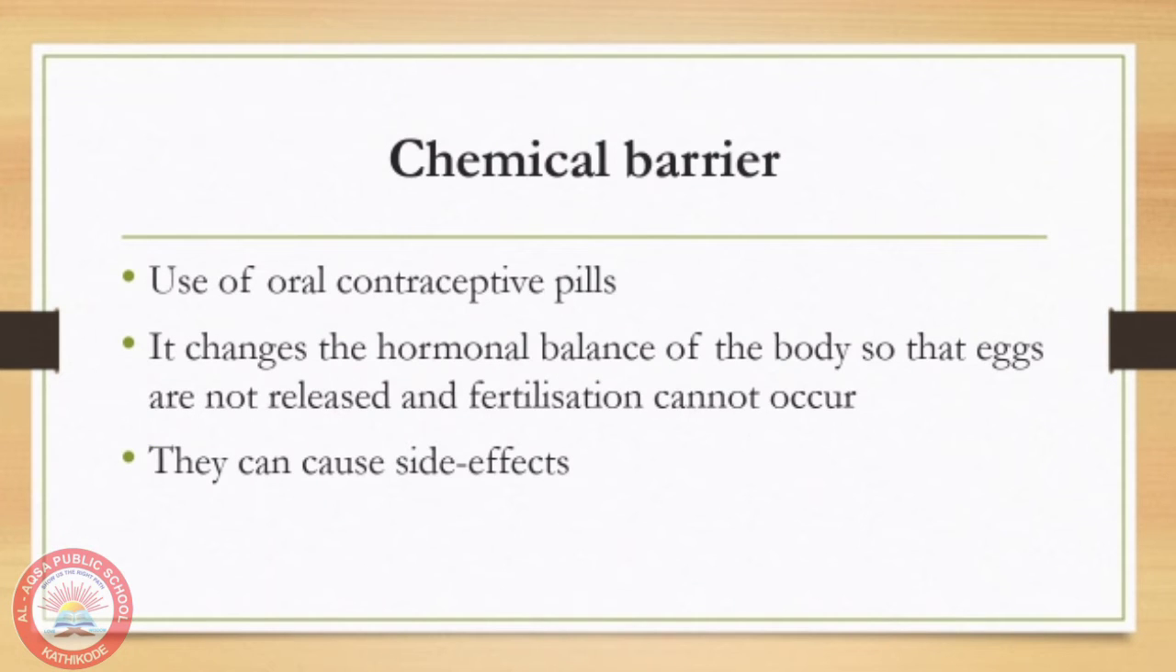Chemical barrier means using oral pills which change the hormonal balance of the body so that the eggs are not released and so fertilization will be prevented. Using oral pills can cause side effects as they create hormonal imbalance.